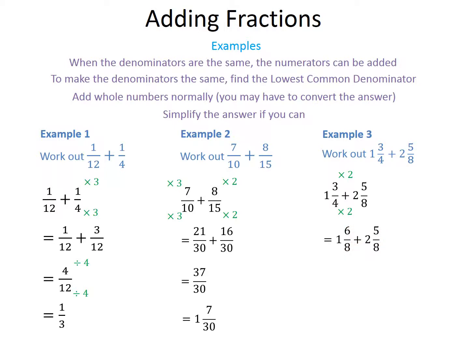So now I can add my whole numbers together, that's 3, and because the denominators are the same, I can add my numerators together, which gets 11. And so I get 3 and 11 over 8. Now finally this one, unfortunately I can't leave it like that because the numerator is higher than the denominator, so I'm going to have to do 11 divided by 8, which is 1, and 3 remainder, and so I know that that would be 1 and 3/8.